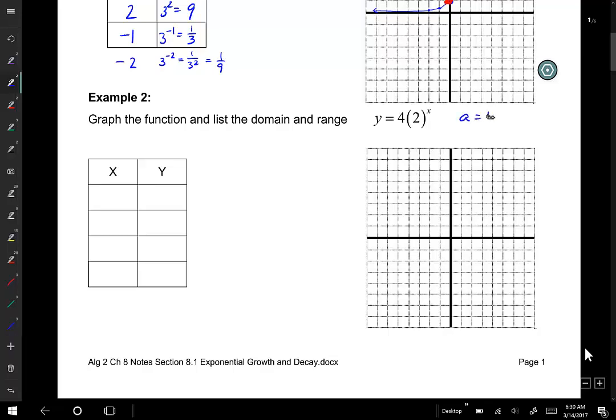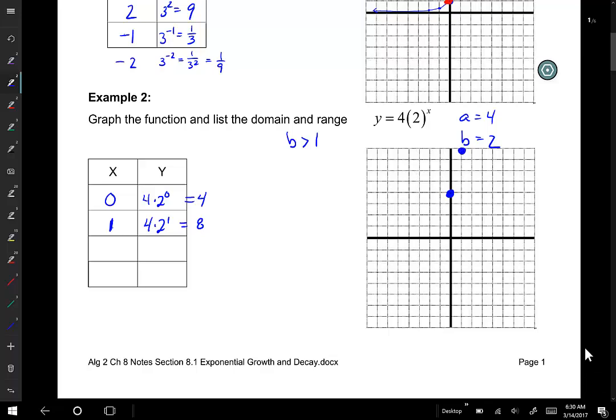All right, let's look down and see what happens when we put a number in front. Here we have a equals 4 and b equals 2. This is still an example of exponential growth because b is greater than 1. But let's plot some points again. At 0, we have 4 times 2 to the 0, and 2 to the 0 is 1, so 4 times 1 equals 4. So now we have the point (0, 4). Once again, that's our base point. At 1, 4 times 2 to the first is 8. So already we're all the way up here at 8.